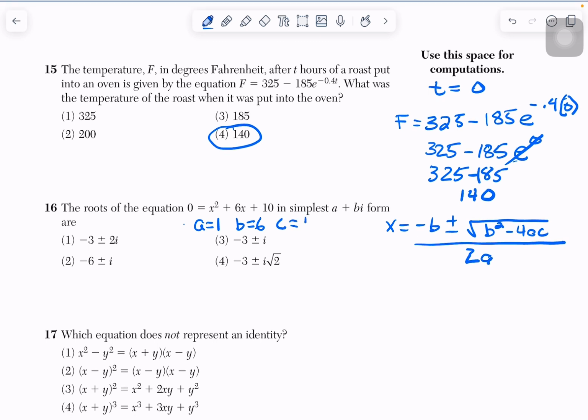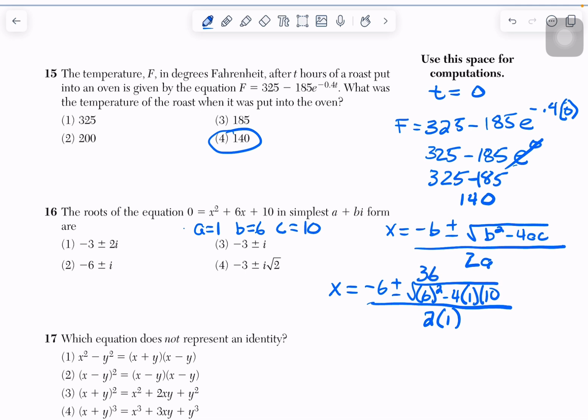And c is equal to the constant, which is 10. So if I plug all those in, I get x is equal to negative 6 plus or minus the square root of 6 squared minus 4 times 1 times 10, all over 2 times 1. Okay, now this becomes 36 minus 40. Right, so let's clean this up a little bit. x is equal to negative 6 plus or minus the square root of negative 4, all over 2.